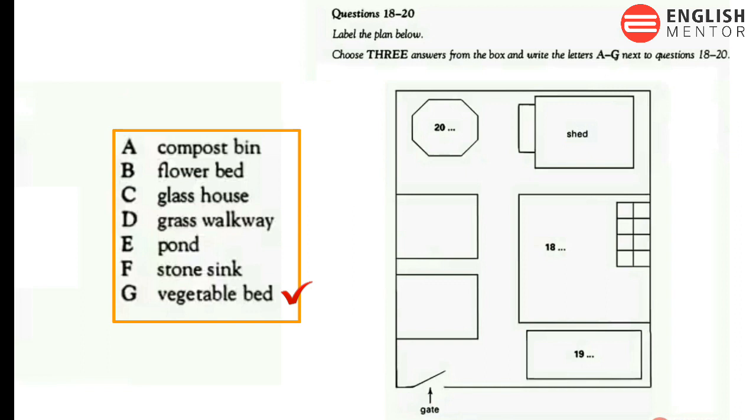The person is talking about the glass house, and it is clear that this is the glass house because he mentioned that it is just near the entrance, and this is the entrance. So near the entrance, the 19th is the answer. Then the person is talking about sheds and other things. Then opposite the shed, he talks about there is a compost bin at the far end. So at the far end there is a shed, and opposite it is the compost bin, which is clear. The answer will be A.